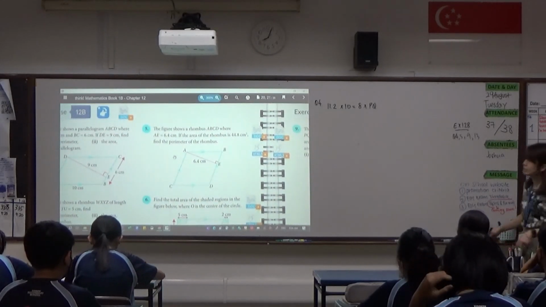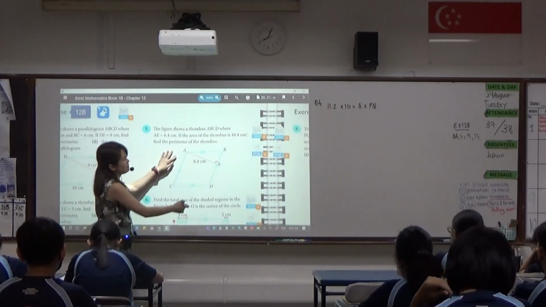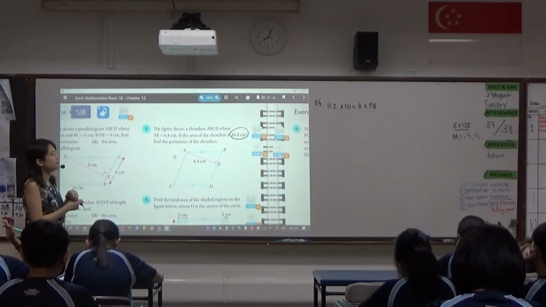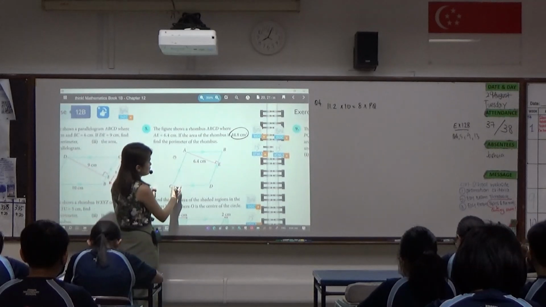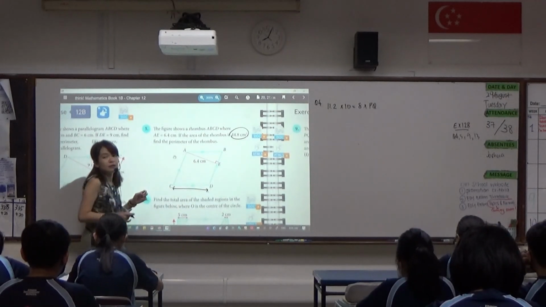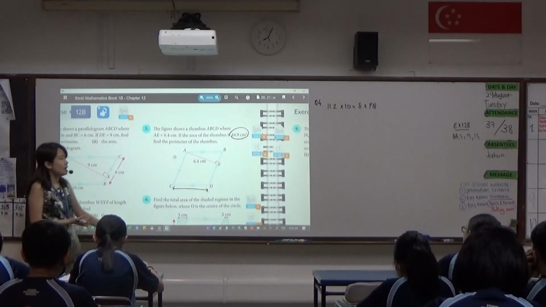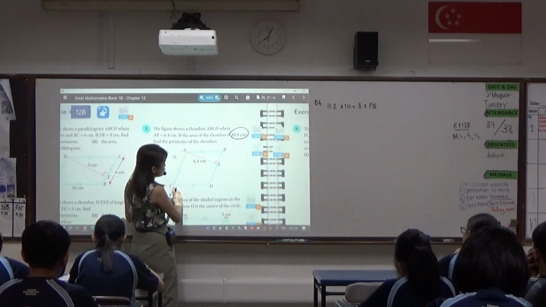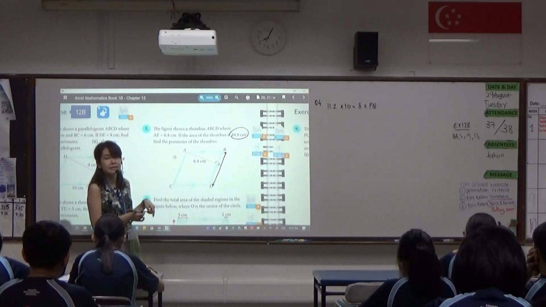We're given a rhombus. Okay, and the area of the rhombus is given to be 44.8 centimeters squared. Okay, we want to find the perimeter of the rhombus. That means that I must know the length of all the different sides. Now, because this is a rhombus, all the sides are actually equal to one another. I know that I have this 6.4 cm as the height. Okay, if I were to choose the side that is perpendicular to the height, it will be BD.